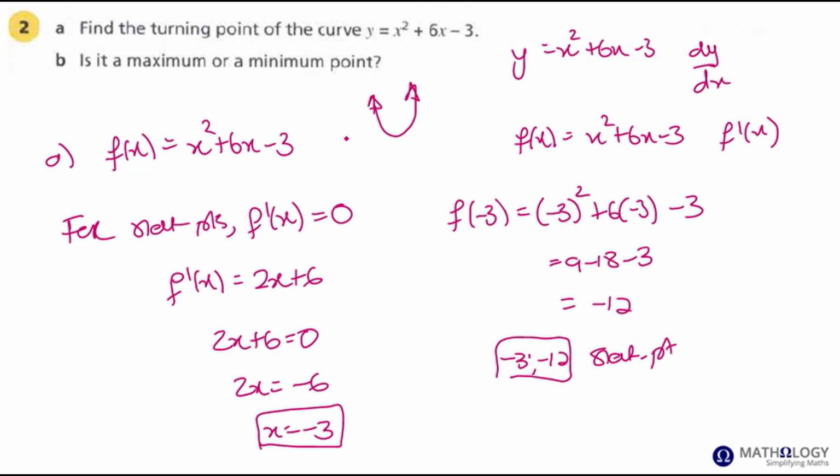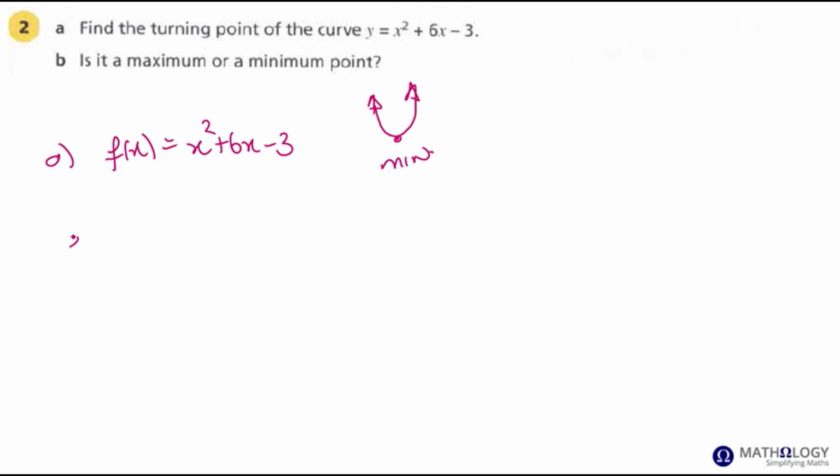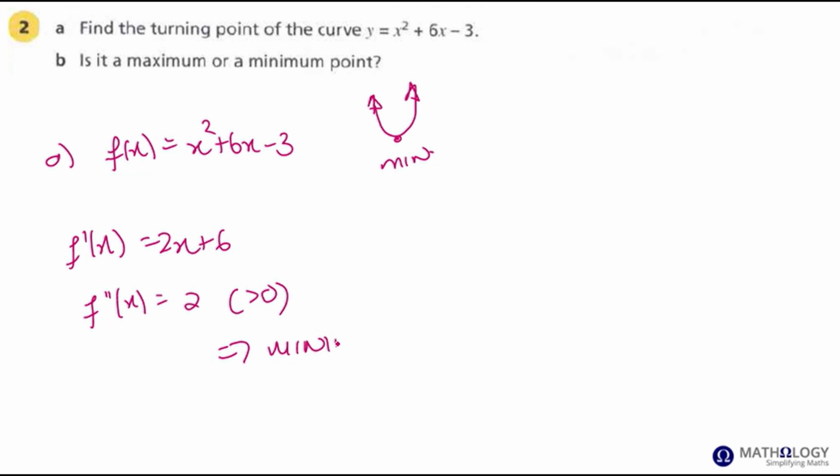To determine if it's a max or a min, again, this is a function that's going to shape up, and we know that because the coefficient of the x squared term is 1, which is obviously positive, and therefore if the coefficient of x squared is positive, the quadratic function will shape up, which means we're going to have a minimum stationary point. We can use the second derivative function again to verify this. So the second derivative, f double prime x, will be 2. Now since 2 is greater than 0, this implies that we have a minimum stationary point.